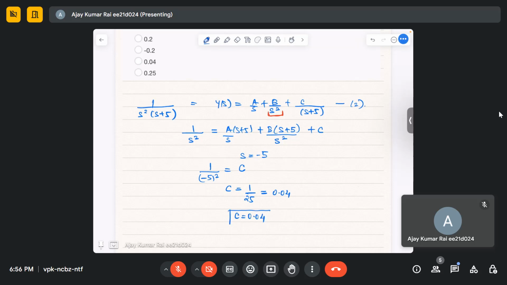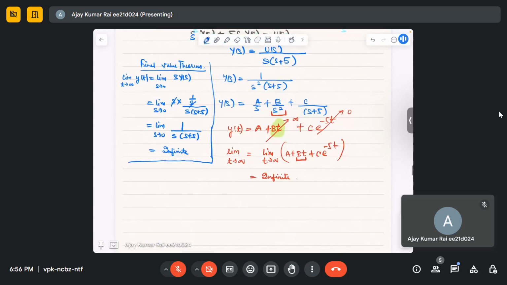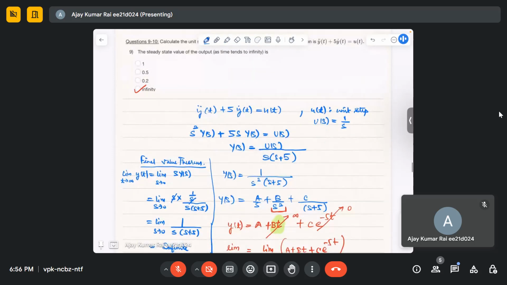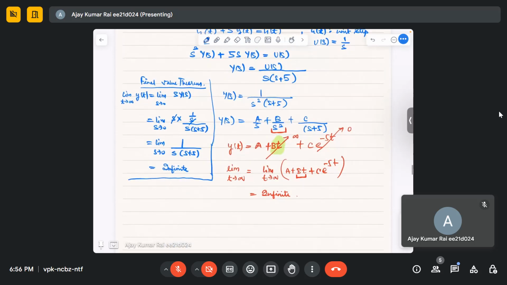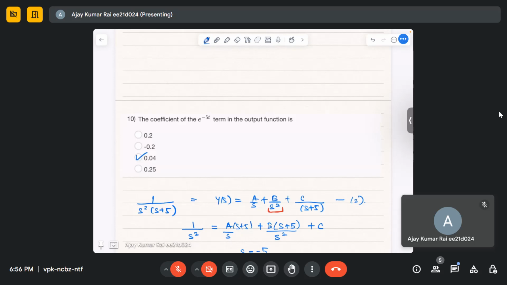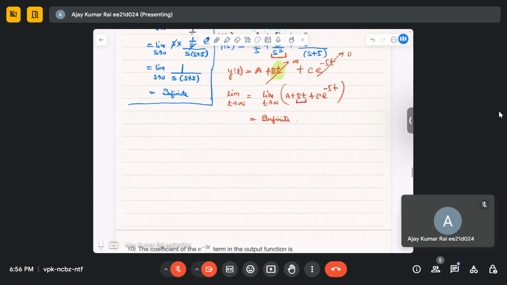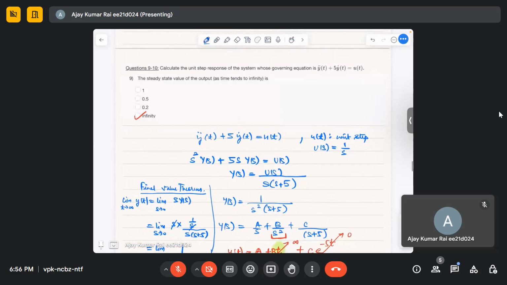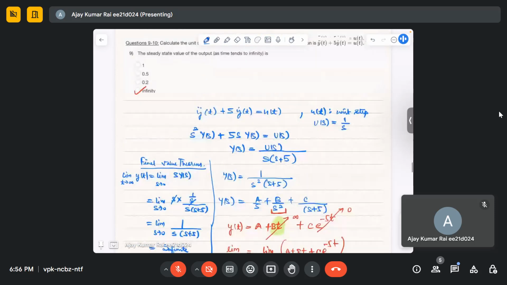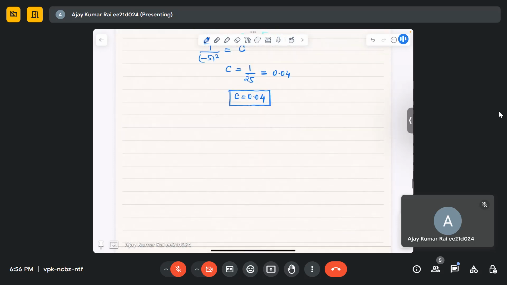Any doubt in this question? Question number 10 is very simple, but you see question number 9. Question 10, answer is 0.04. I'm just waiting for your doubts. In case you have any doubt, you can ask here. Otherwise, we'll go to question number 11.